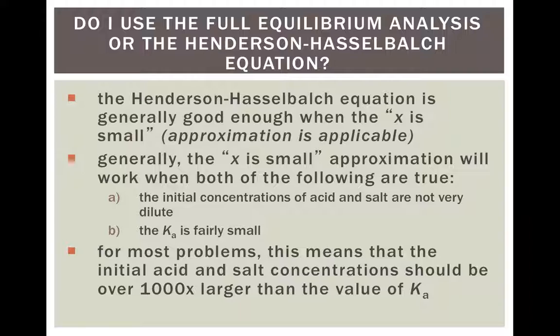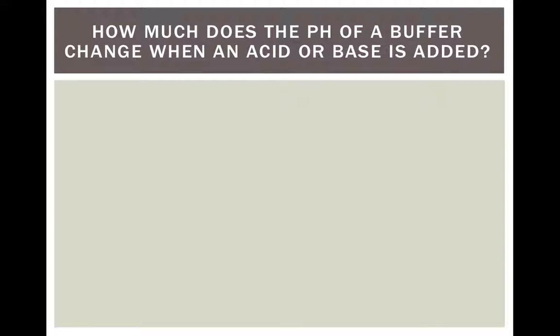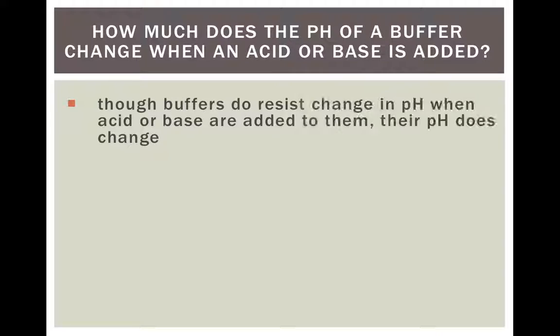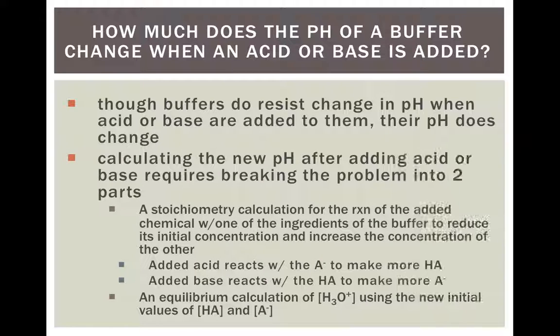Remember, it's when x is very small, when it doesn't really have a lot of effect when you add or subtract it. The rule that I always follow is times 10 to the negative third or greater. This means that it's not going to have that big of an effect, so therefore you can substitute the Henderson-Hasselbalch for that. So how much does the pH of a buffer change when you add an acid or base? It's going to resist changes in pH, but the pH is not going to stay the same. So again, it may change by 1/10 or so, but it's not going to be exactly the same.